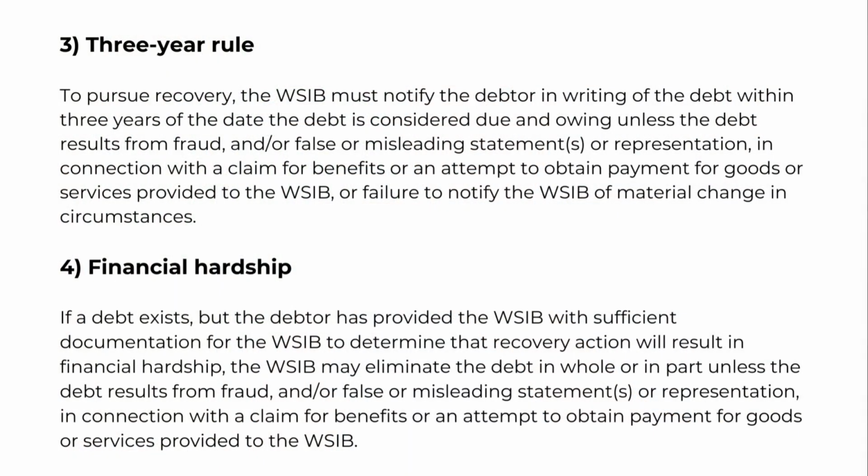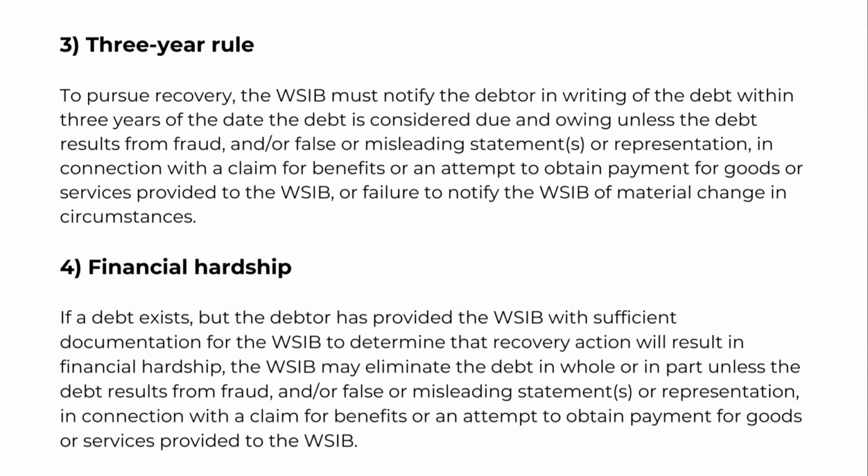The 3-year rule. To pursue recovery, the WSIB must notify the debtor in writing of the debt within 3 years of the date the debt is considered due and owing, unless the debt results from fraud and/or false or misleading statements or representation in connection with a claim for benefits or an attempt to obtain payment for goods or services provided to the WSIB, or failure to notify the WSIB of a material change in circumstances. So they must notify you within 3 years. If that doesn't happen, they won't pursue the debt recovery.